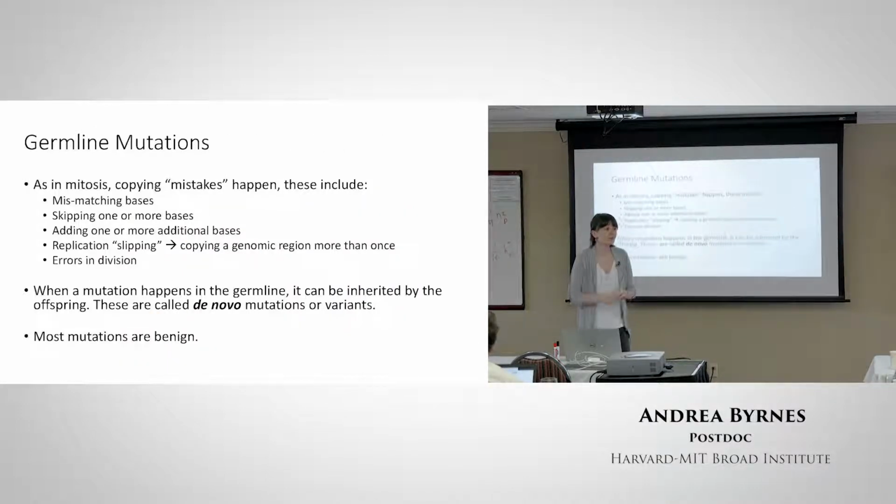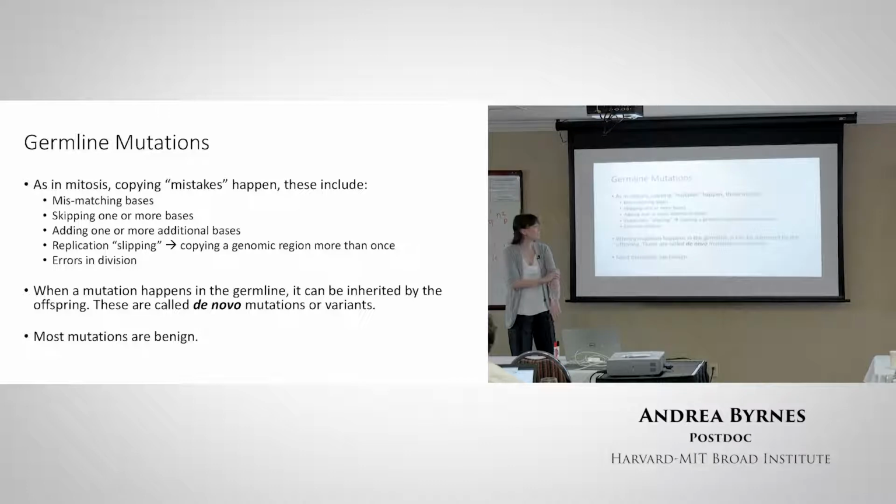So we talked about somatic mutations and the mistakes that happen in the replication. This replication machinery is very similar, and so you get mistakes here as well. And when a mutation happens in the germline, now it can be passed on to the next generation, and this is a new mutation. These are called de novo mutations. If you see that in a genetics paper, this means that the parent didn't have the variant, but the child clearly inherited it from somewhere. And again, most of these are benign.